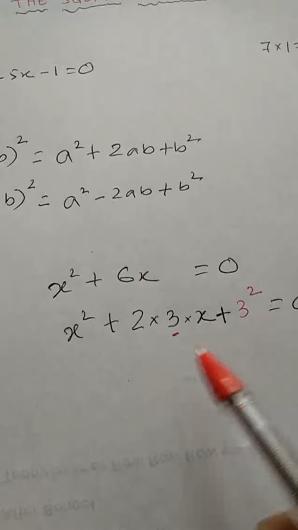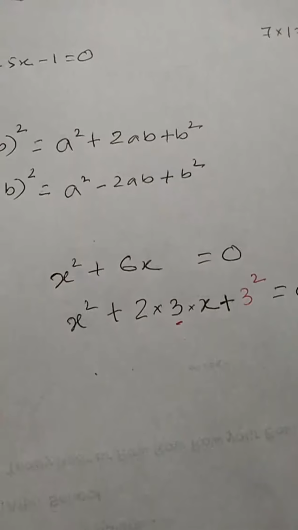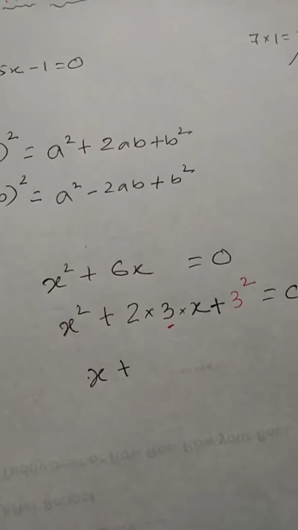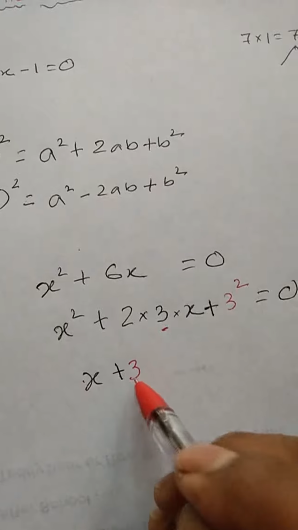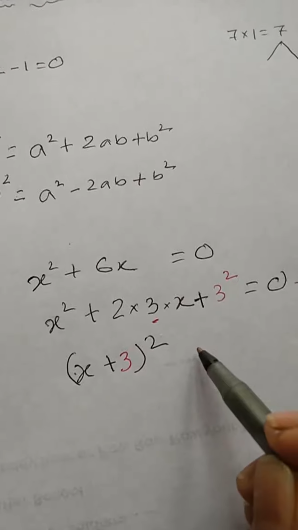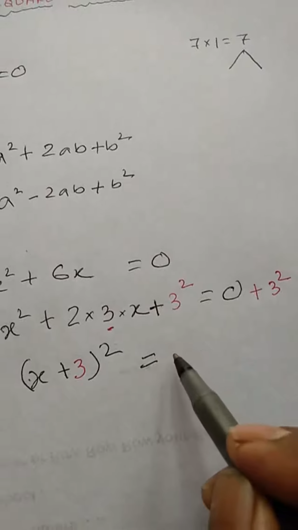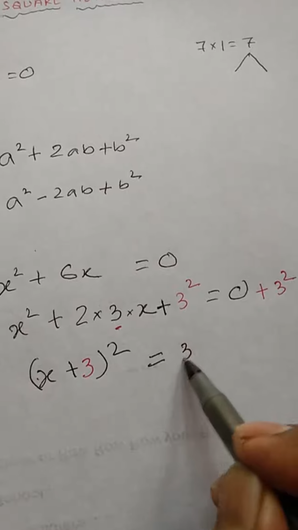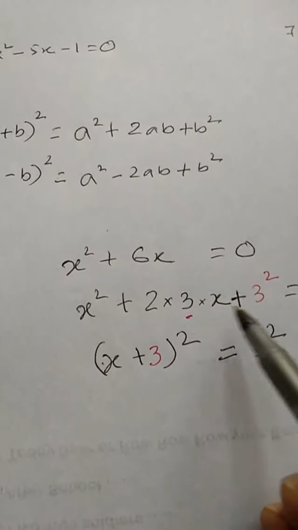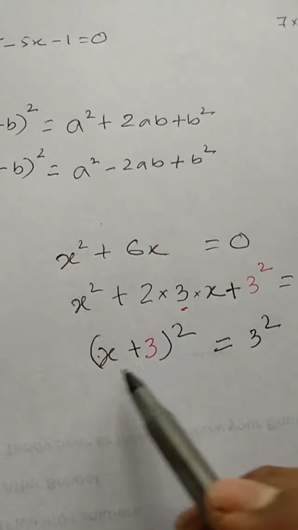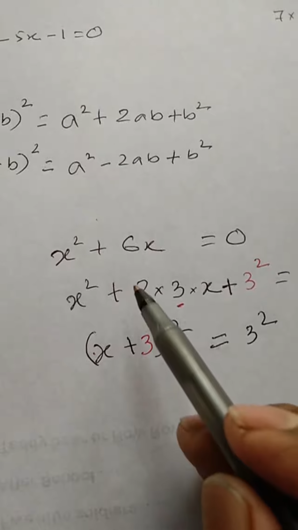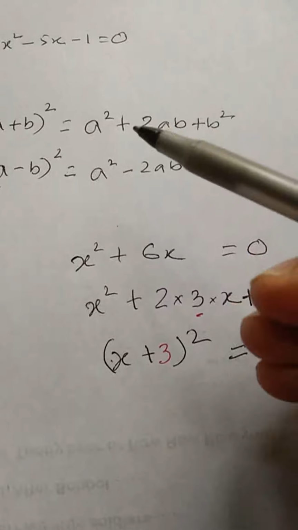Now in place of this we can write x plus 3 whole square, and the right side is equal to 3 square. So we had this expression, and by adding something we have completed the square, which is x plus 3 whole square, and these are the basic steps to complete the square.